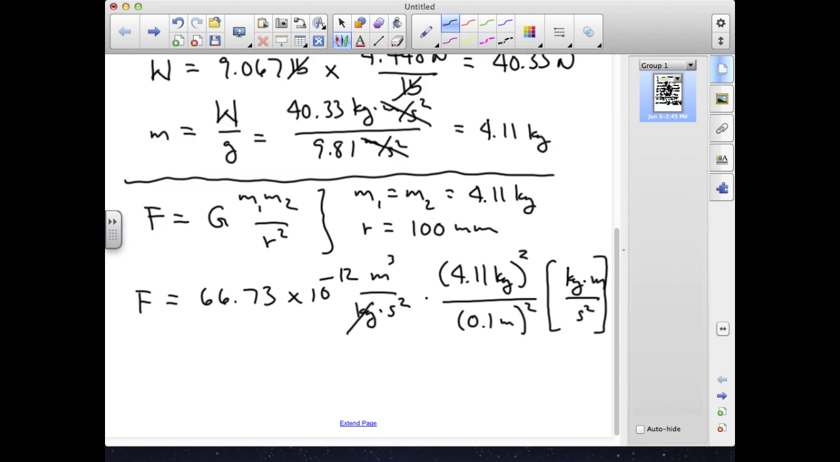So when we calculate all that out, we get 1.13 times 10 to the minus 7th newtons. Not surprisingly, that's a very small number, and we could write that as 0.113 micronewtons, which is obviously much less than the weight. So the force of mutual attraction between these two spheres is a very small number compared to the force exerted by the Earth on one of the spheres.